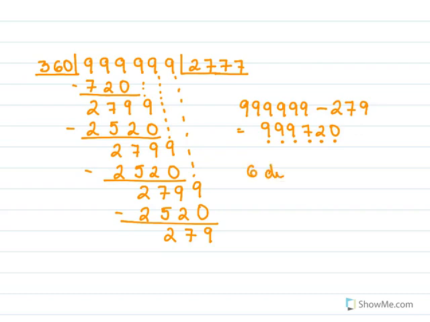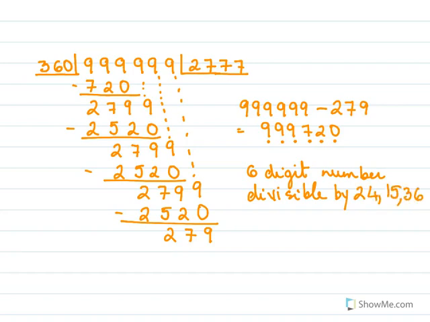It's a 6-digit number, and it will be divisible by all 3 numbers: 24, 15, and 36. So the answer is 999720.